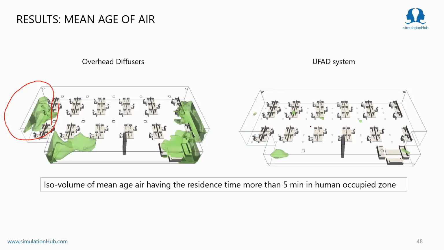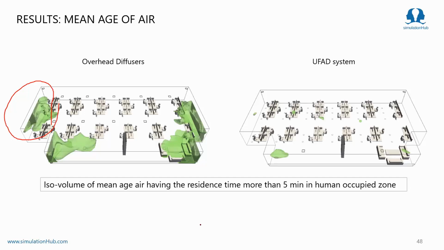So with that, we can conclude UFAD is performing better overall. It is giving uniform mixing and removing the contaminants from the space, because the UFAD system has the nature that it creates localized mixing and overall displacement. So it always elevates the contaminant from the human occupied zone to the upper level because of the buoyancy effect. So the UFAD system is a good system compared to the overhead system to control airborne infection.